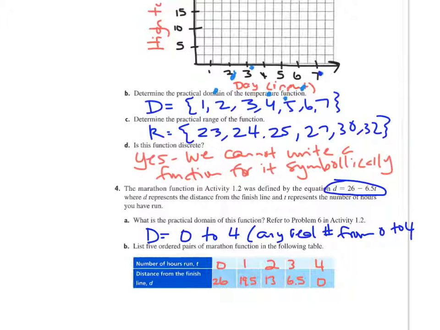So I just took any 5 ordered pairs. I plugged in 0, 1, 2, 3, and 4. Did I have to pick the whole numbers? Definitely not. I could have put in 0.5 of an hour or 1.2 of an hour, but I just chose those values to make it easier to plug in. And for each one, I plugged into the function and got my output, my distance from the finish line. So we're going to take a look at a graph of that.